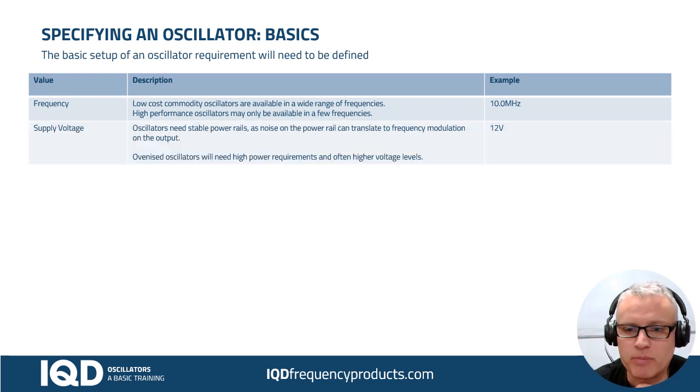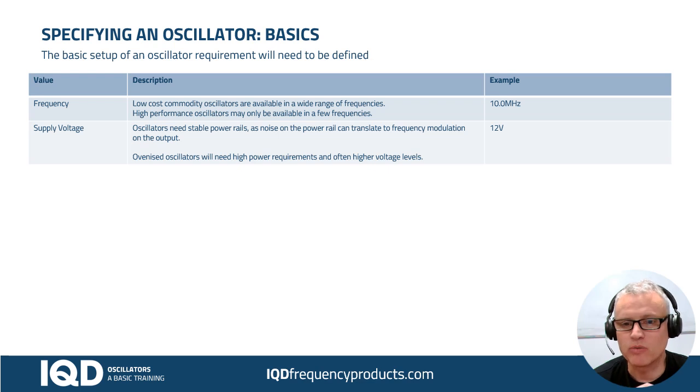Supply voltage might be the next thing that we need to talk about. Oscillators run on electricity, so we need to know what supply voltage you're running at. Normally that might be 3.3 volts or 1.8 volts or something like that. The supply voltage to an oscillator is going to need to be very, very stable. Any noise on the power rail is going to translate directly into frequency modulation on the output. So I'm hoping that you've got a very stable power supply.